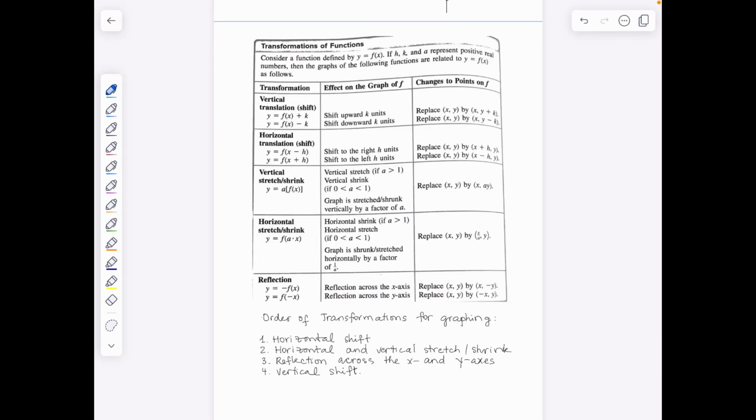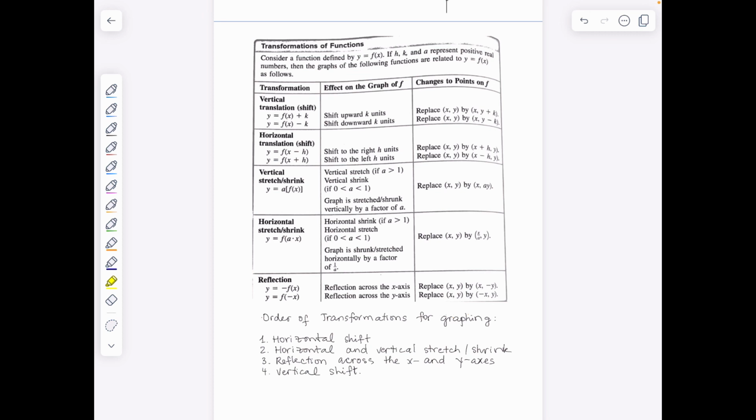This table summarizes quite well all the transformations that we have learned. Now, what happens if there are multiple transformations involved in one single function? In that case, we do have to follow a certain order. So here's the order of transformations for graphing.